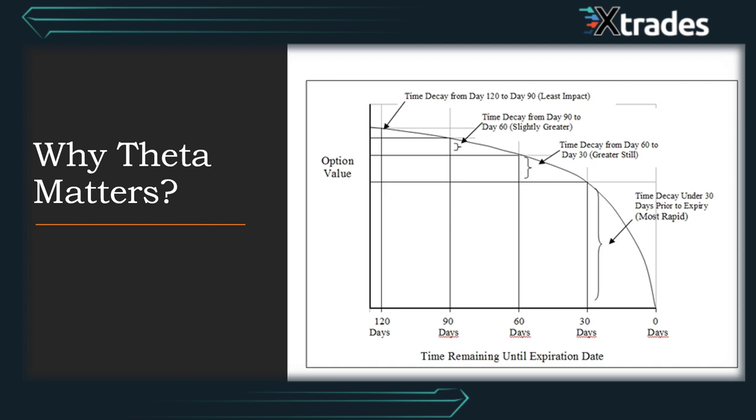We see here that the biggest drop, more than half of the drop in option value, is going to occur in the last 30 days of an option contract before it expires. This is important for us to pay attention to, because that's how we're going to capture our income with these strategies.